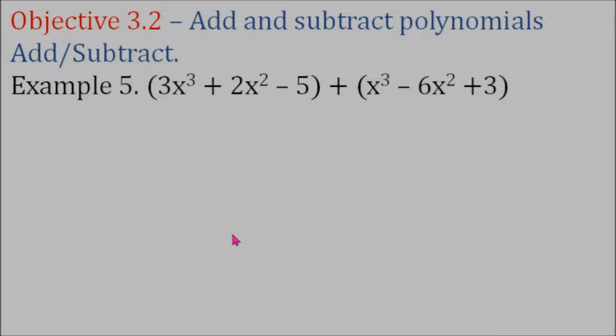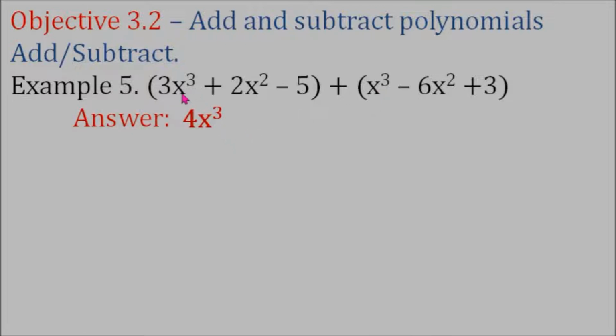Objective number 2, add and subtract polynomials. So we have here example number 5, 3x cubed plus 2x squared minus 5 plus x cubed minus 6x squared plus 3. We can add or subtract the coefficients of like terms. When we say like terms, same variable and same exponent. So in this case, we have 3x cubed and x cubed as similar terms or like terms. So we can add 3 and 1, so that gives us 4.